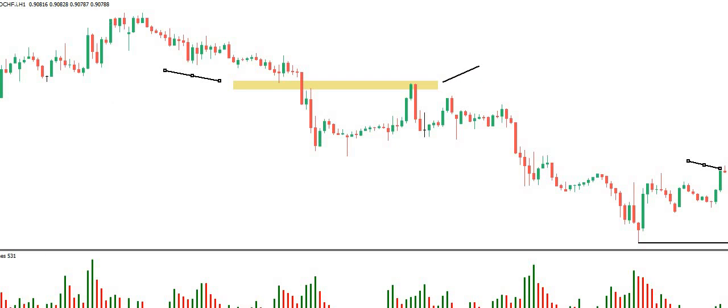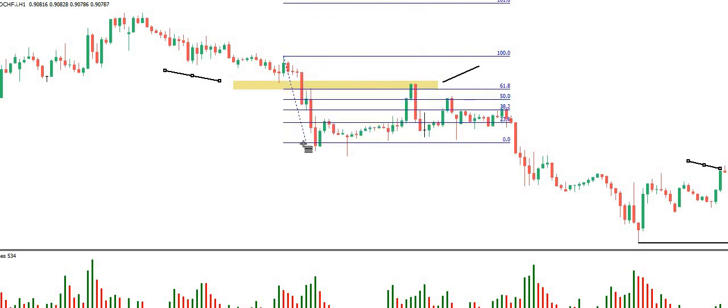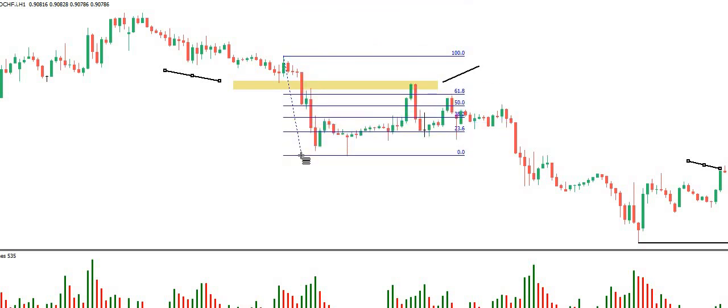So now, for further confirmation, we will pull out the Fibonacci tool. We'll draw it from the last high to the last low to see if the market is on any important fib level. And yes, the market is on the 61.8% level, which is one of the most important levels in the Fibonacci tool. Plus, we were having the flip zone at this point too.